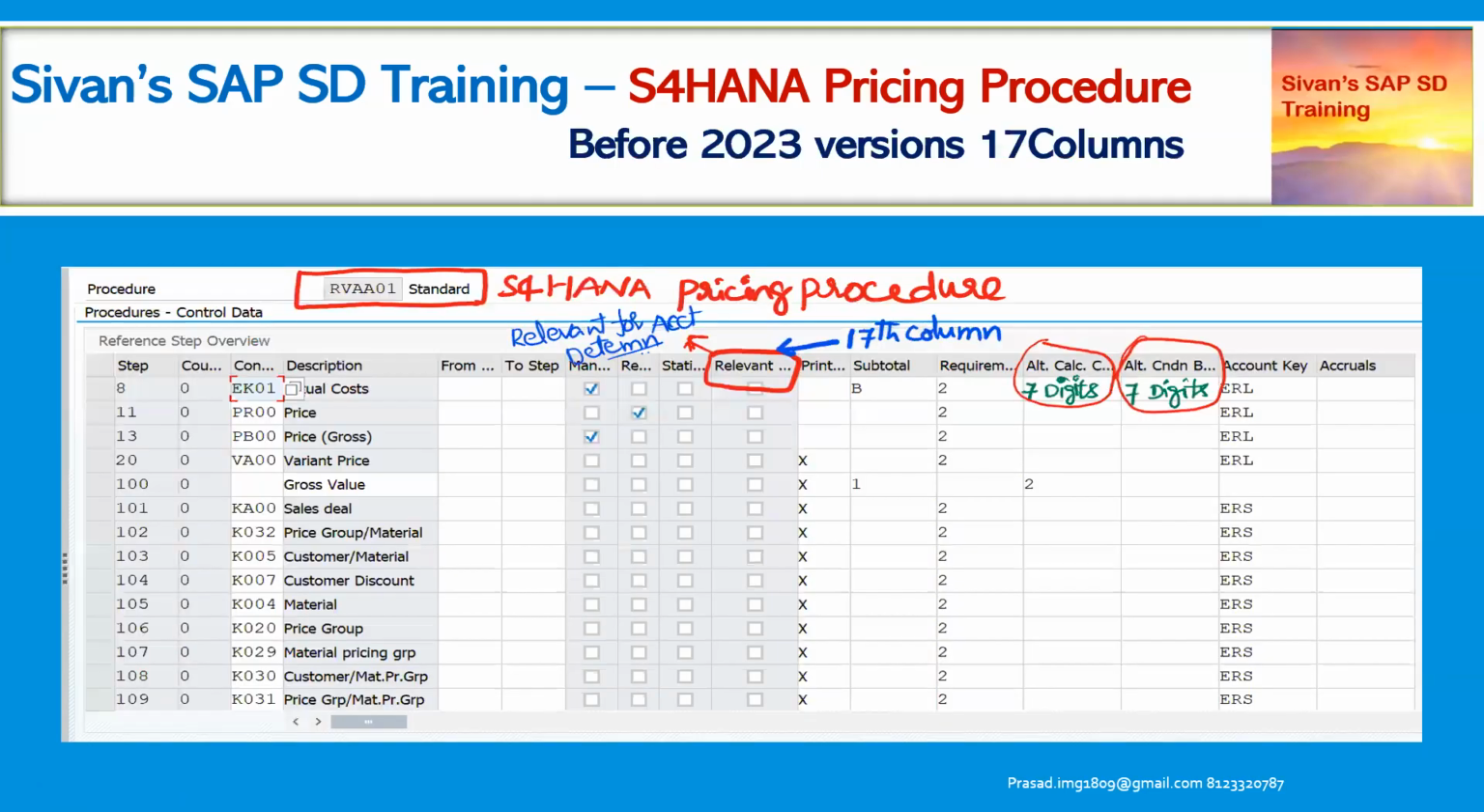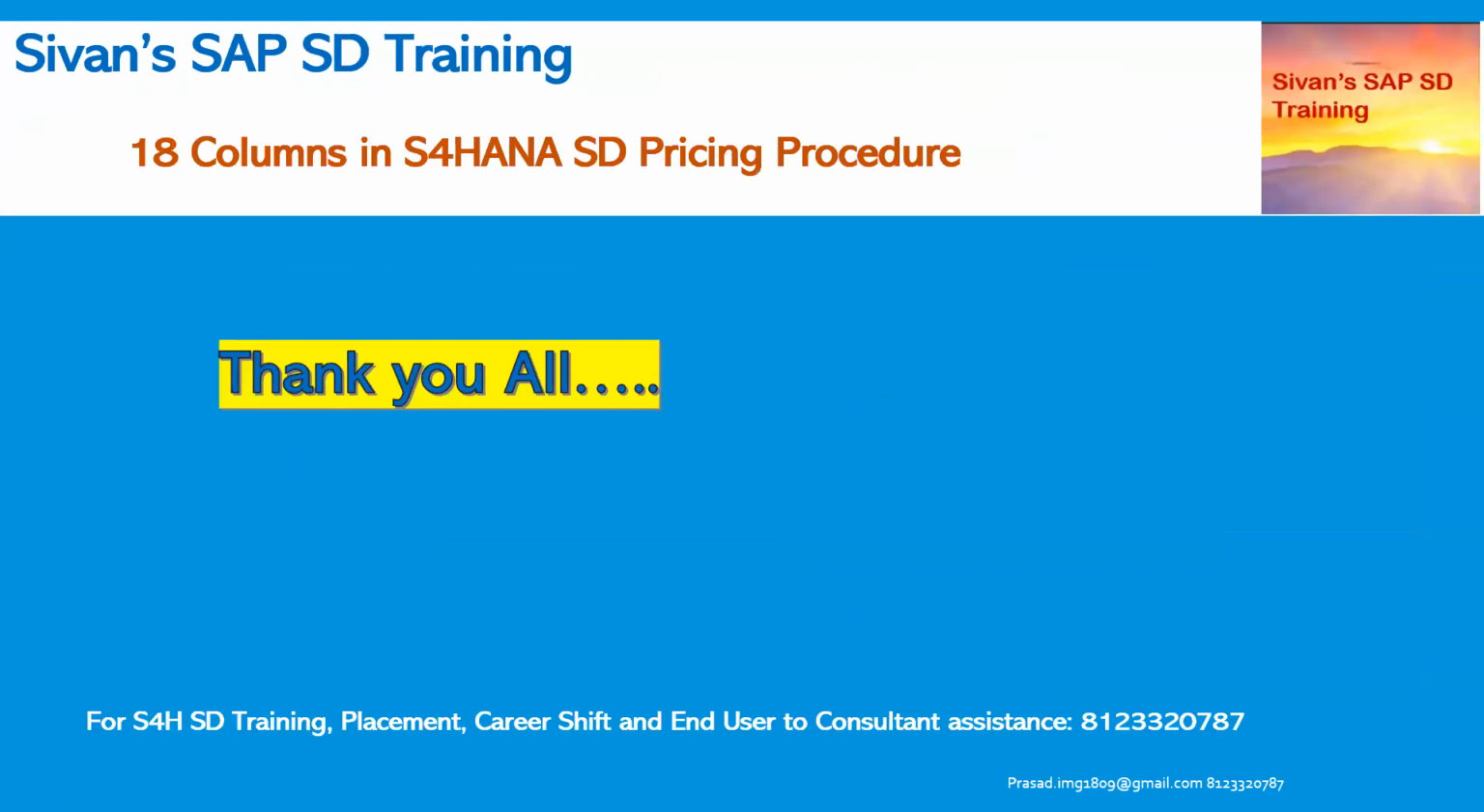Hence, I request you all to go through this recording, note down whatever points you wanted to and whatever you have understood, and explain the same during your interview process whenever you face the question, can you please explain about the 18 columns in SAP S4HANA pricing procedure. Then don't say that you don't know. We have already seen it: the 16 columns and 17 columns pricing procedure in S4HANA, and the 18 columns in the S4HANA SD pricing procedure from the 2023 versions onwards.